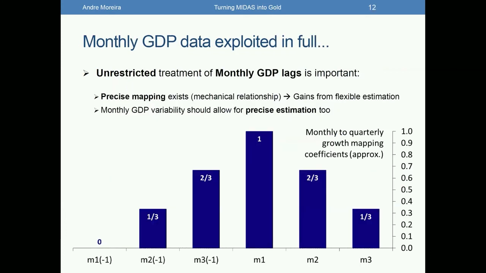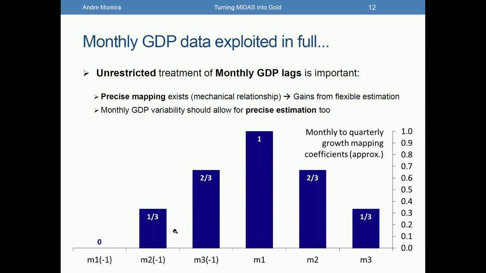So the reason that we're using the unrestricted approach for the lags of monthly GDP is very simple. It's that there is an extremely precise mechanical mapping from monthly to quarterly. And so you want to have an estimation approach that is sufficiently flexible to allow you to capture that. And indeed, the monthly GDP data are so volatile that if there's this clear relationship, you'd expect to be able to estimate it and recover that to a high degree of precision. And this chart here is just showing in broad terms what that mapping is.